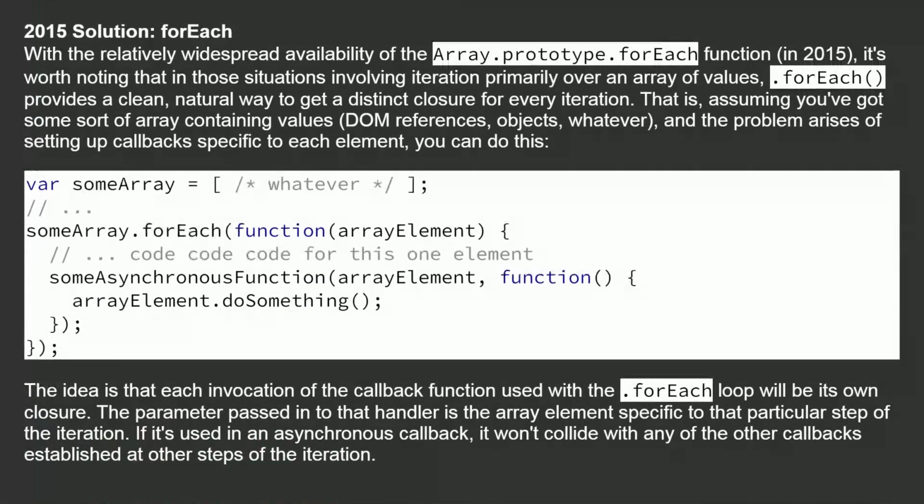2015 solution: forEach. With the relatively widespread availability of the Array.prototype.forEach function in 2015, it's worth noting that in those situations involving iteration primarily over an array of values, forEach provides a clean, natural way to get a distinct closure for every iteration.